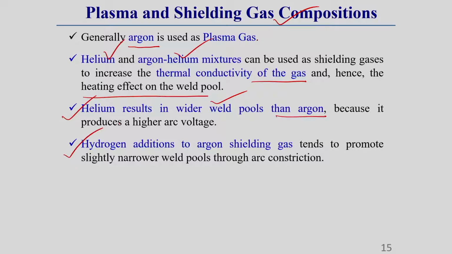Now, once we add hydrogen to the argon shielding gas, it tends to promote a slightly narrower whirlpool through arc constriction. Understand. So hydrogen addition to argon shielding gas tends to promote a slightly narrower whirlpool through arc constriction. Keep this in mind: once we use hydrogen with argon gas, further constriction of the arc takes place.